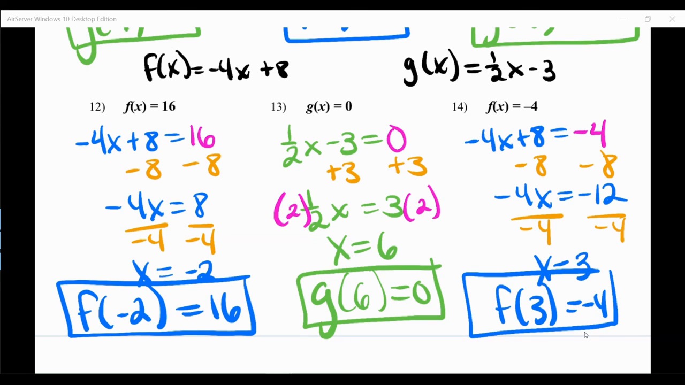So those are the notes for 3-3 on function notation. We learned how to evaluate function notation algebraically as well as graphically. You're either given the x value or you're given the value of the function, the y value, and it's up to you to find the missing part.